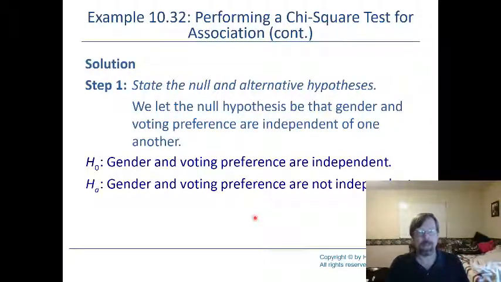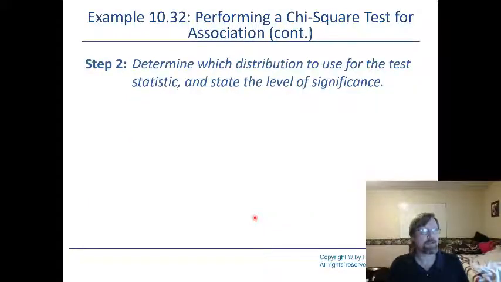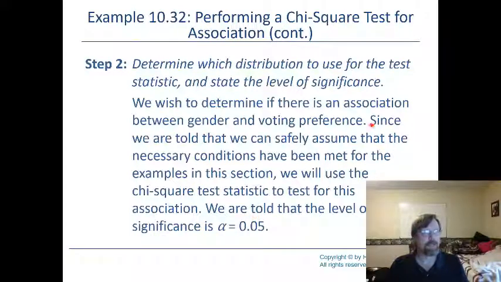Okay. Which distribution to use and the level of significance? We're looking for association. We're told that in this chapter, at least, we can always assume the necessary conditions for this section. In reality, that would be something that we would need to test, but we're not going to get into how to test for that, so we're just going to assume it for now. So we'll use the chi-squared test statistic. We were told the level of significance we were after was 5%, 0.05. So let's gather and calculate the necessary statistics.